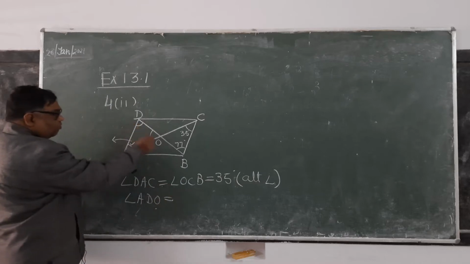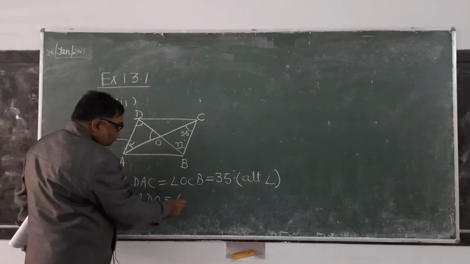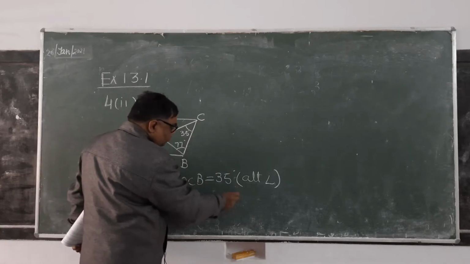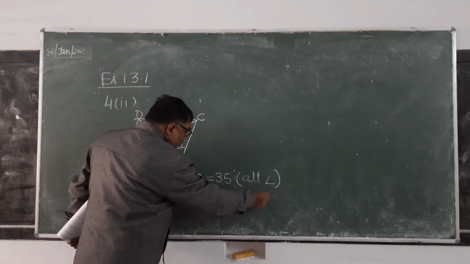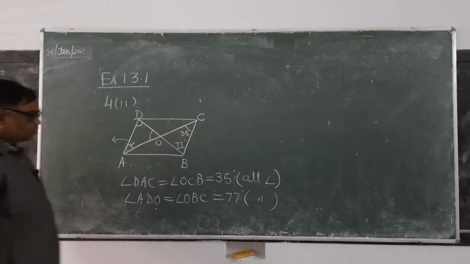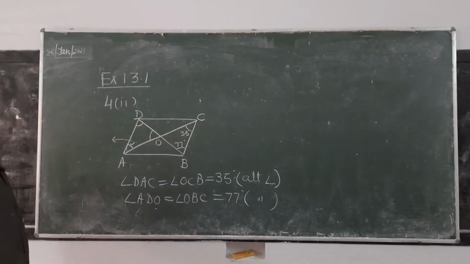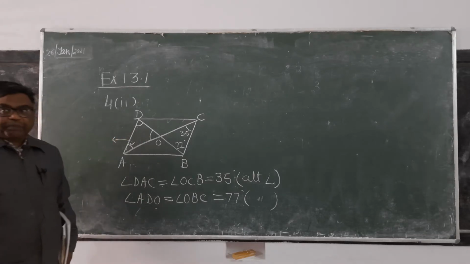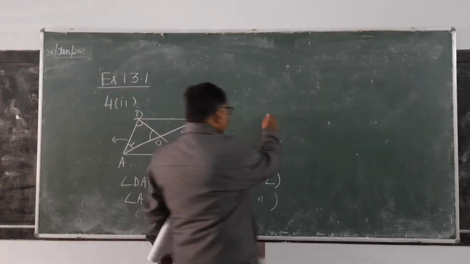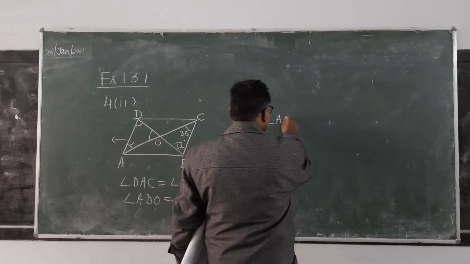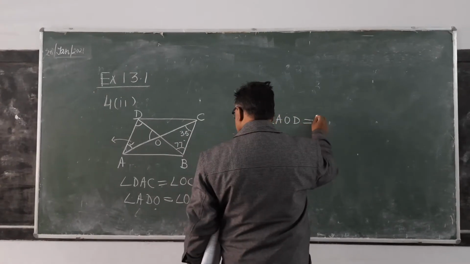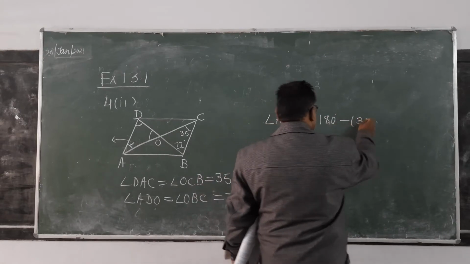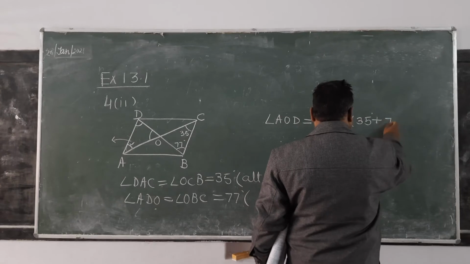This angle will be equal to angle OBC equals to 77 degree. This is also alternate. It is clear? Now two angles are known, so how will you find this angle? From angle sum property of triangle. So angle AOD equals to 180 minus 35 plus 77.